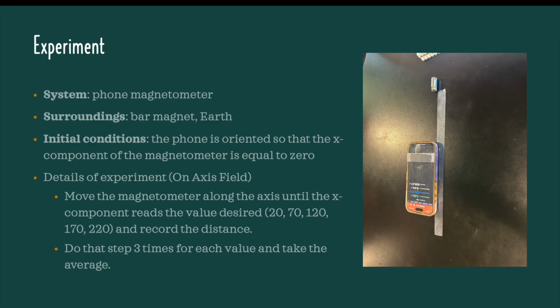For our experiment, our system was the phone magnetometer, and the surroundings were the bar magnet and the Earth. The initial condition was that the phone would be oriented so that the x component of the magnetometer was equal to 0. For the on-axis field portion of the experiment, we moved the phone along the axis until the x value read the desired values, like 20, 70, 120, 170, and 220. Then we'd record how far away the phone was from the magnet. We did that three times for each value, and then we took the average.